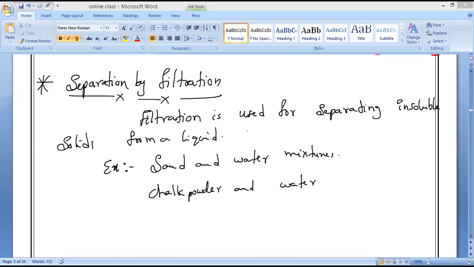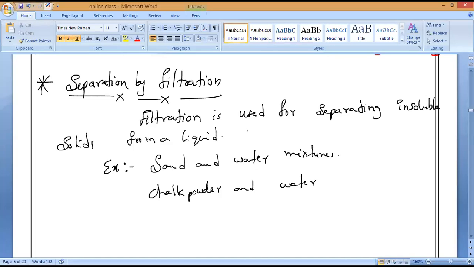These are all things we can separate by which phenomenon? By using a technique called filtration. But filtration can be used to separate what kind of mixture? Anybody can answer? It is only used to separate an insoluble solid in a liquid. Understand everyone? Now, please write down the filtration technique and examples.